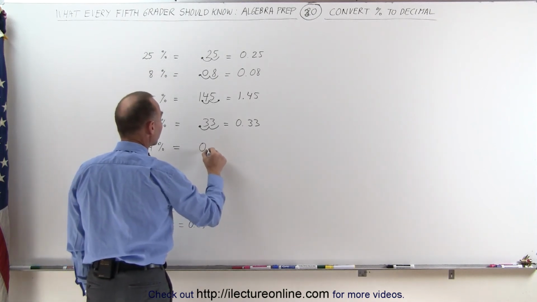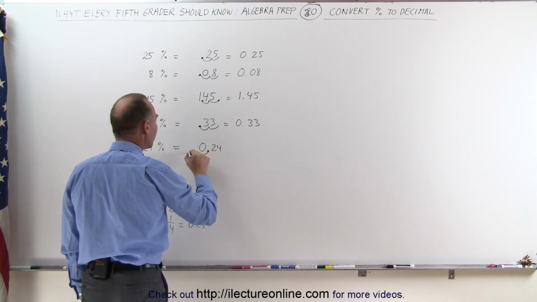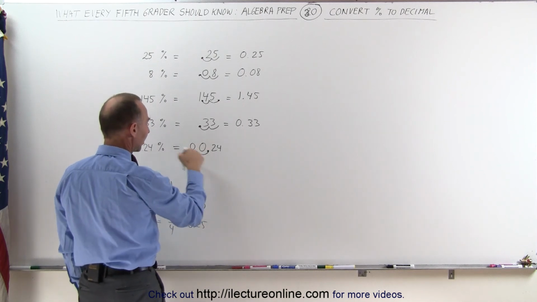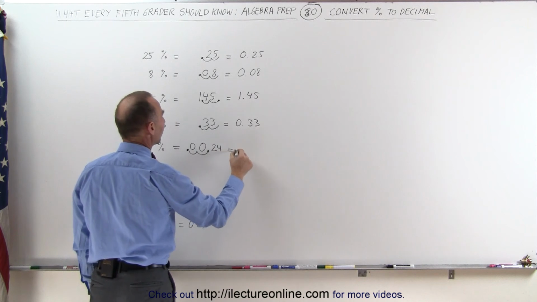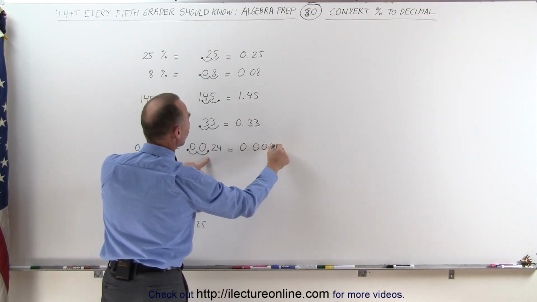We write down the number 0.24. We then take the decimal point, move it over 2 spots, put a 0 there in the missing spot, and put a decimal point right there, and therefore we can write this as 0.0024.